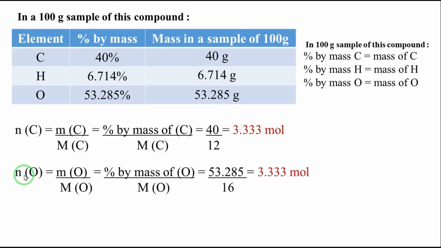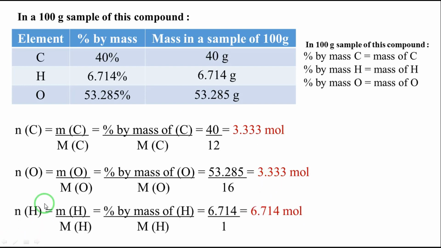Now we will move to calculate the number of mole for oxygen. The number of mole for oxygen is equal to the mass of oxygen divided by its molar mass, so it's equal to the percentage by mass for oxygen divided by its molar mass. So we can say now that it's also equal to 3.333 mole. Now for hydrogen, the number of mole for hydrogen is equal to the mass of hydrogen divided by its molar mass, and it's equal to 6.714 divided by its molar mass, which is 1. So the number of mole for hydrogen is equal to 6.714 mole.